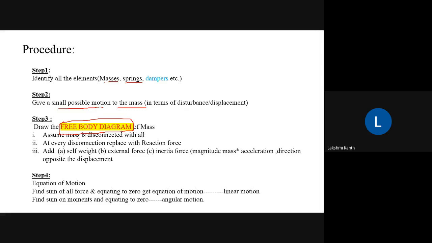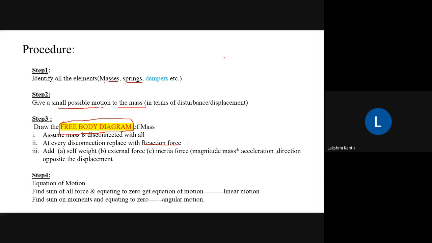Why this assumption? Because in our system, there are some masses and some springs, and there are some connections somehow connected to the mass, either through the spring connections or through other kinds of connections. So for these connections, first assume the mass is disconnected from all the connections. Disconnect in the sense that whenever there is a connection, try to disconnect it. That will be the one assumption. At every disconnection, replace those connections with reaction forces. That is very important.